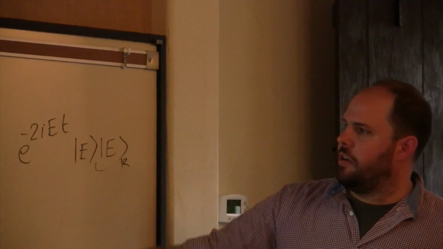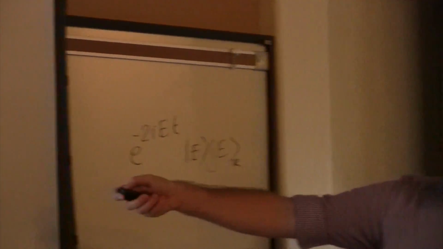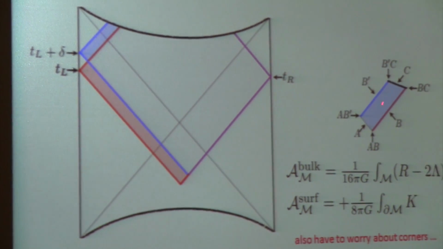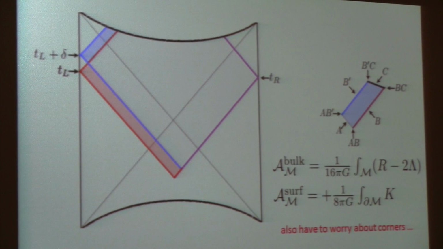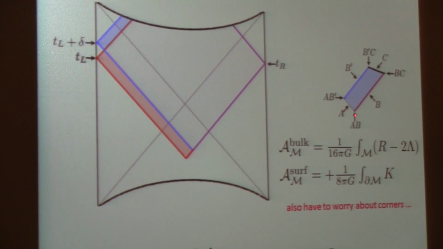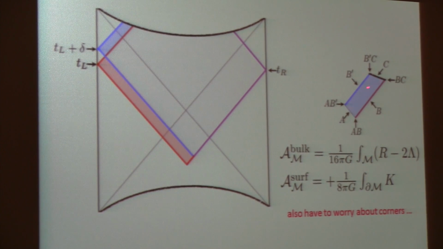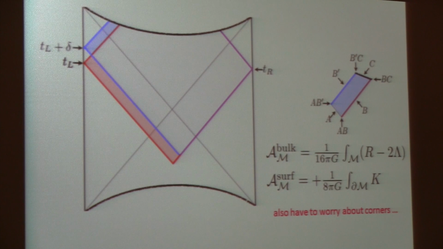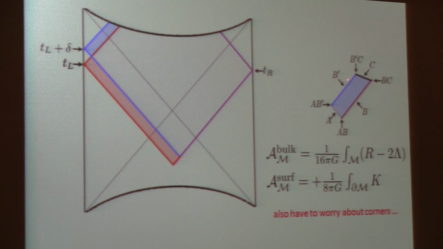second. Thermal. So here's how we do the calculation. You have to integrate the bulk part of the action over this little gray region there. And then there are 4 surface contributions, 1 from the horizon, 1 from the singularity, and 2 from these light-like boundaries of the expanding patch. And then there are also corners you have to worry about. So there are 4 corners.